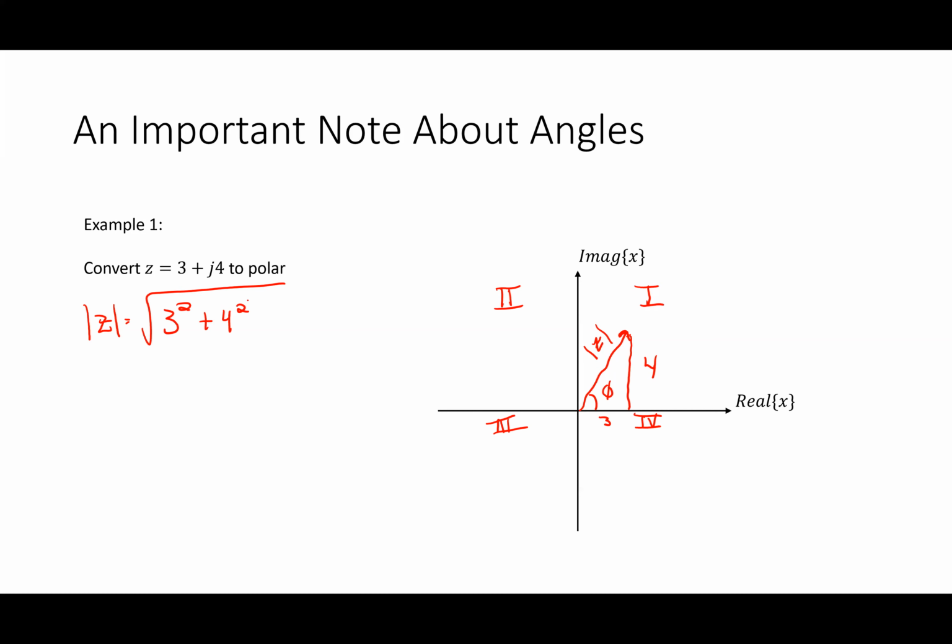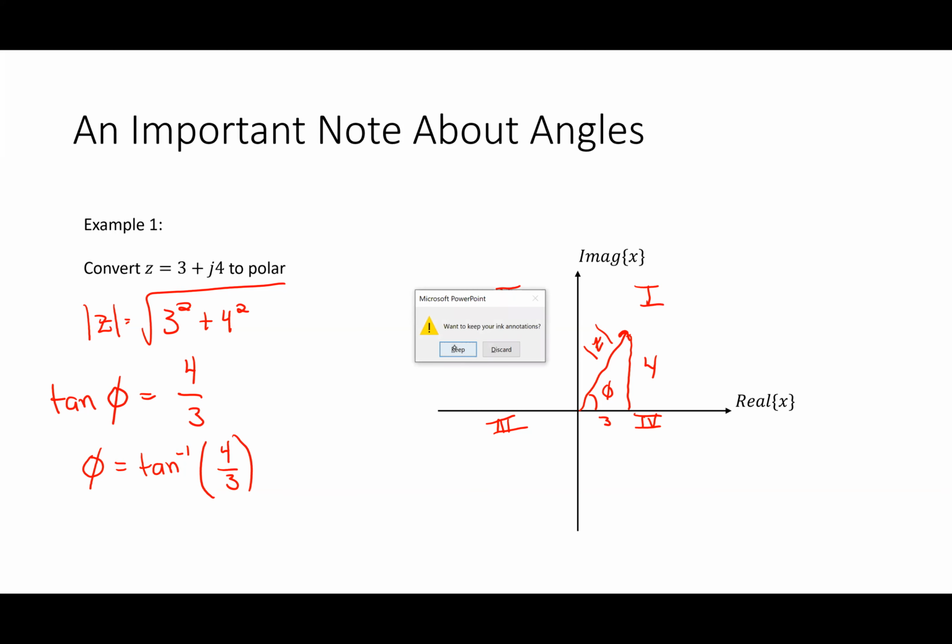How would you figure out what the angle is? So phi being the angle of this Z, how would I figure that out from what I've been given? Inverse tangent of 4 over 3. You guys said a couple of things there. So tangent of phi is equal to 4 over 3, so phi equals arctangent of 4 over 3.